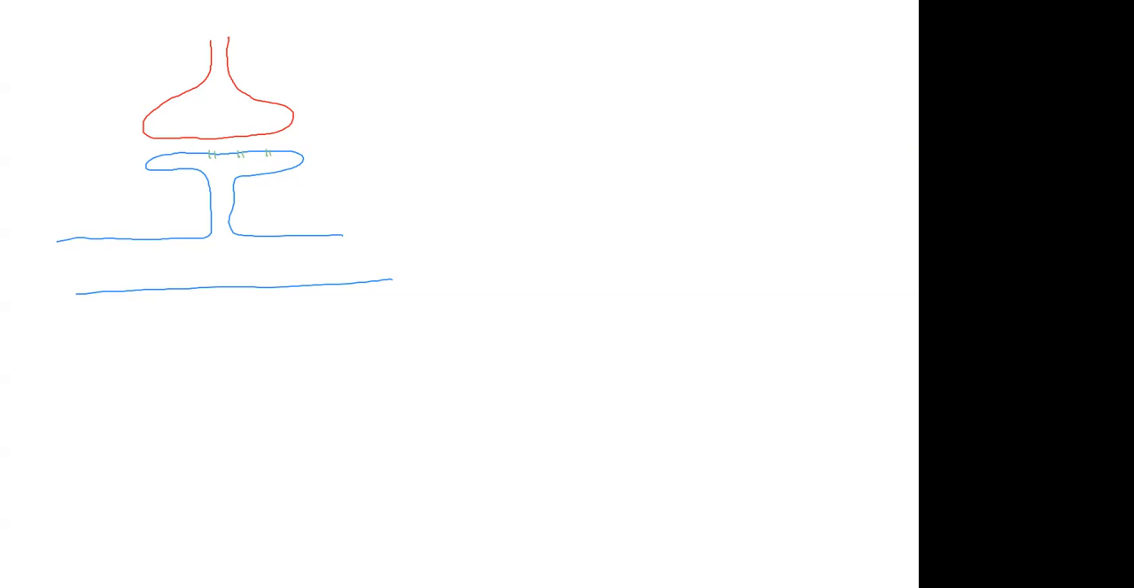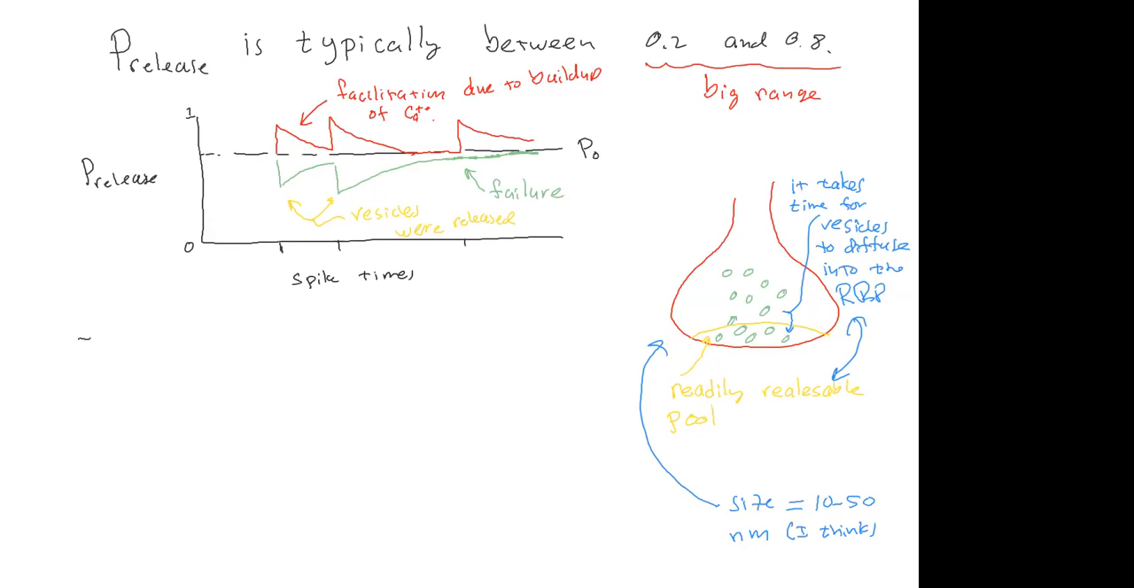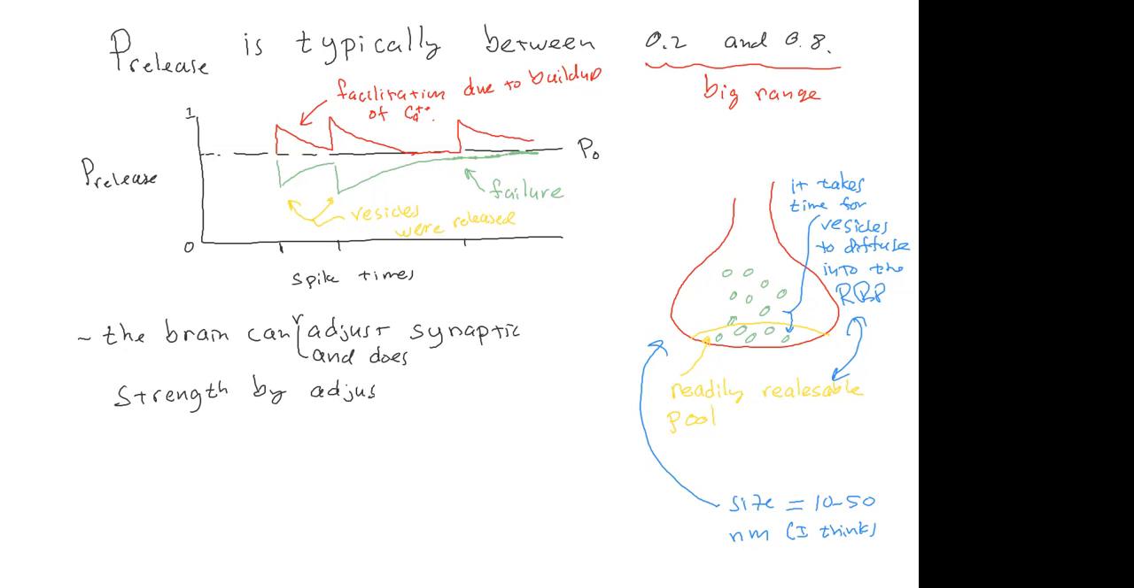So let's actually go back to this page. The brain can adjust synaptic strength, and does adjust synaptic strength by adjusting release probability, P0. Okay. I'm not going to talk about that much. Instead, I'm going to talk about another method. The brain can adjust channel density.